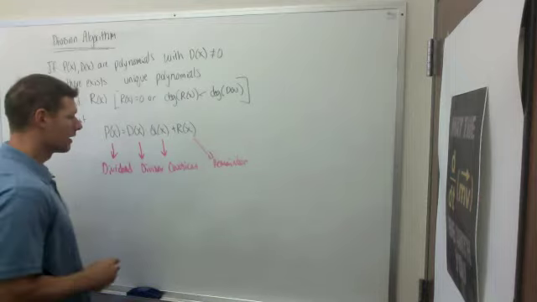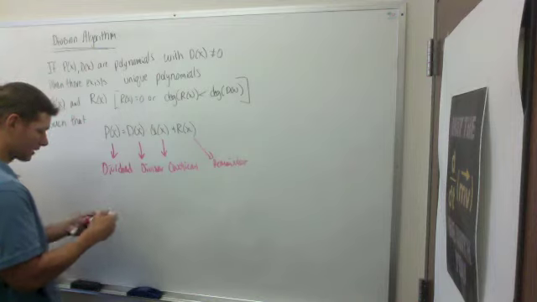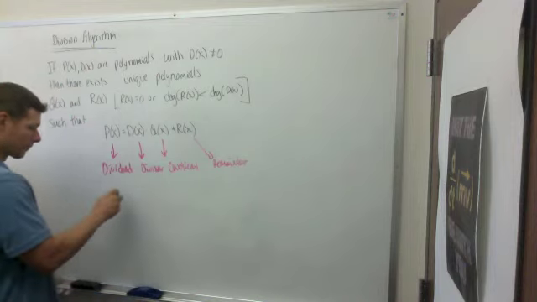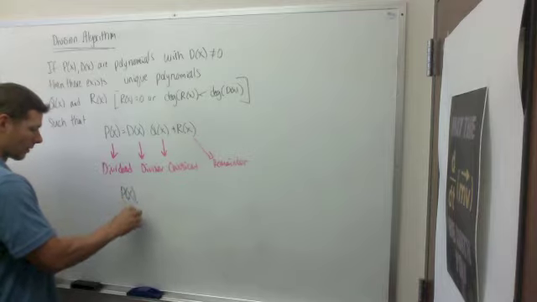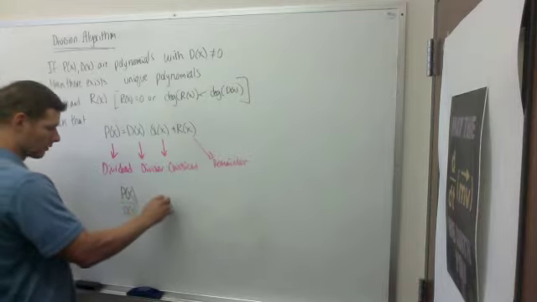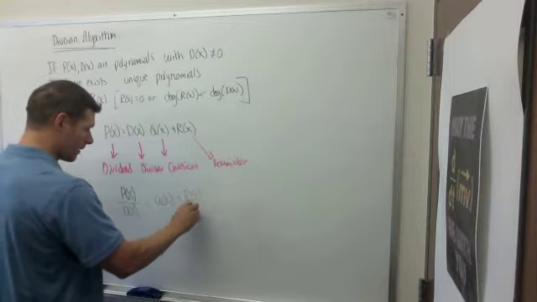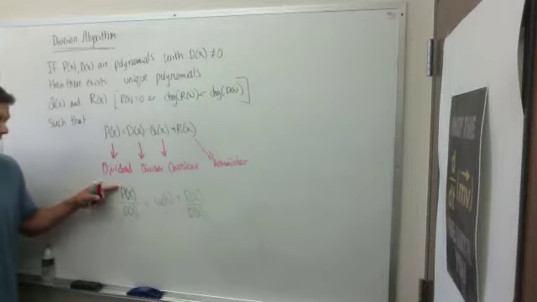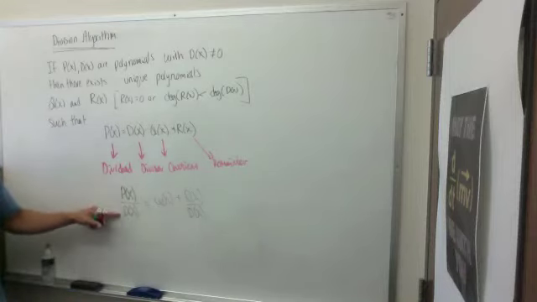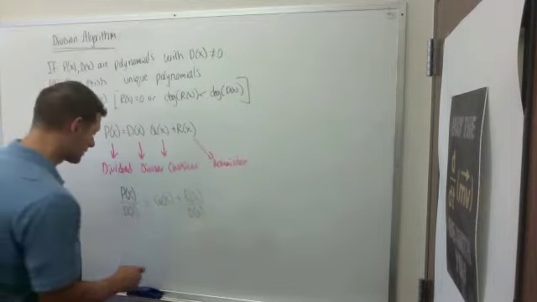If I divide everybody here by d of x, if I divide this side by d of x and that side by d of x, note that I get p of x divided by d of x equals q of x plus r of x divided by d of x. So again, dividend divided by divisor equals quotient plus remainder. Exactly the same thing I had.